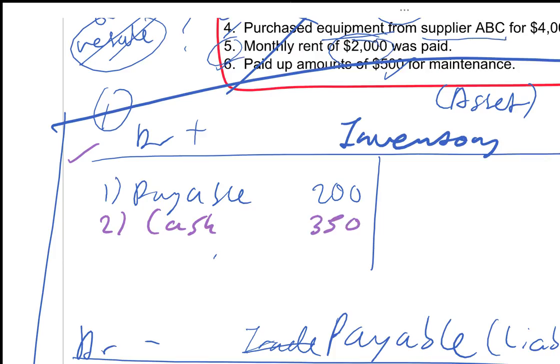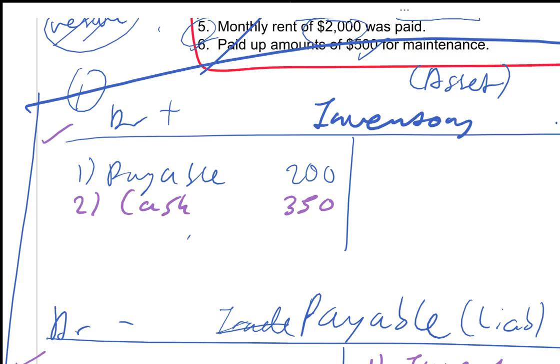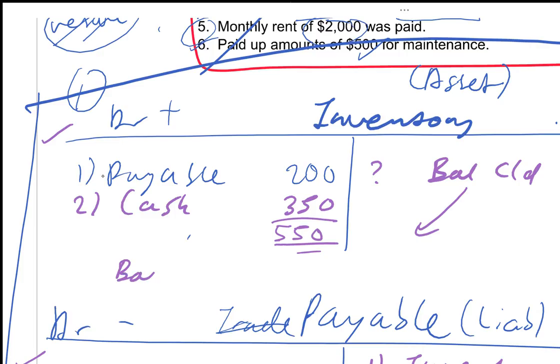Okay, good. So let's just quickly see how we balance. So inventory, when you try to balance, it gives you 550, but there is no date. Balance, carry it down. Then you do the total, left and right. Bring down your balance. Brought down 550.